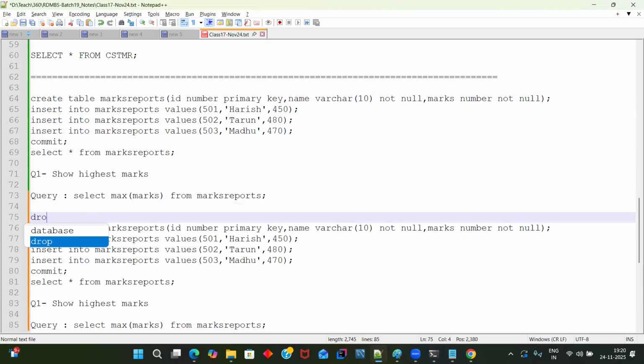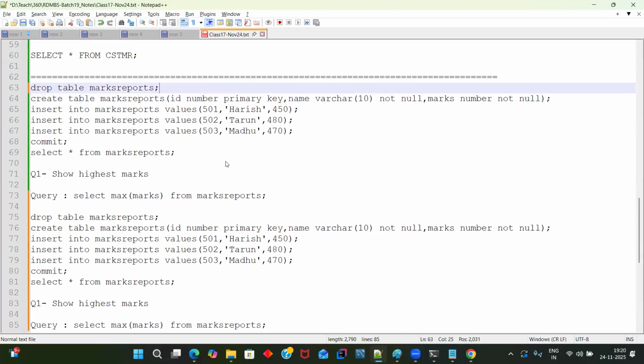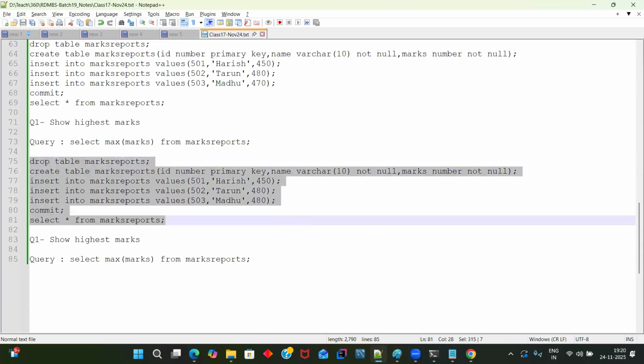So I'll be running the drop. Drop table marks report. Intentionally I was dropping it because I want to explain a few things. Now this time, I think Kavya was highlighted it. This is what I was trying to replicate. Now Madhu also has a 480. Let's run it.